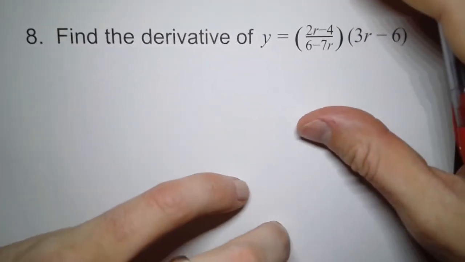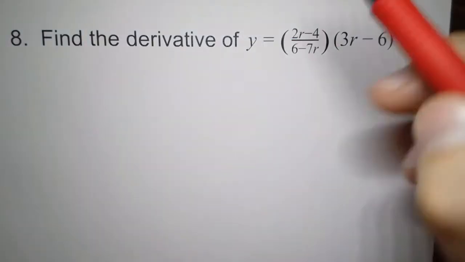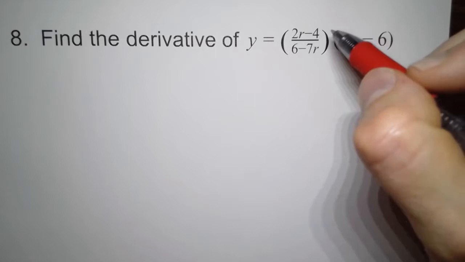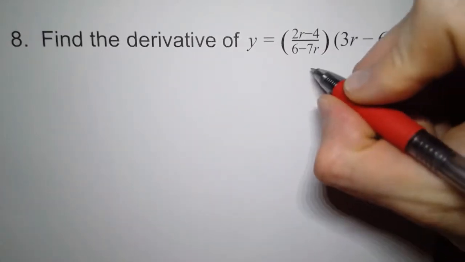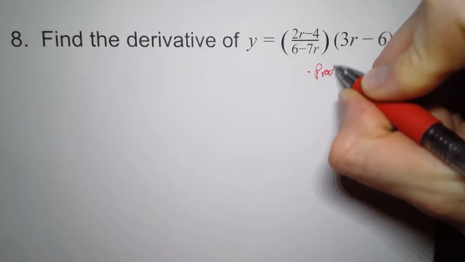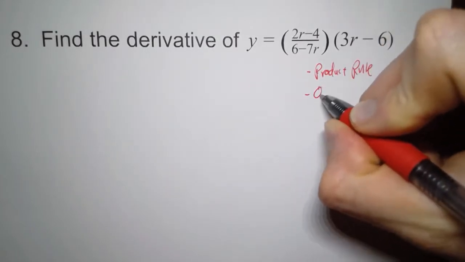So moving on to the last one. Here we've got these two functions. They're being multiplied together, but this one is being divided. So that means we have product rule and quotient rule. All right.